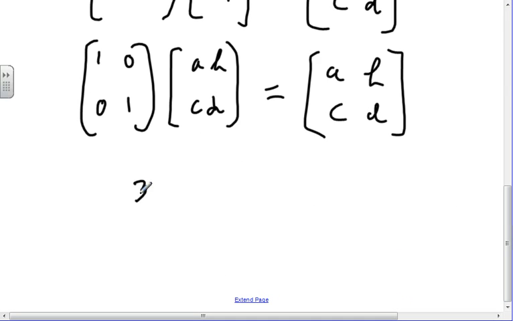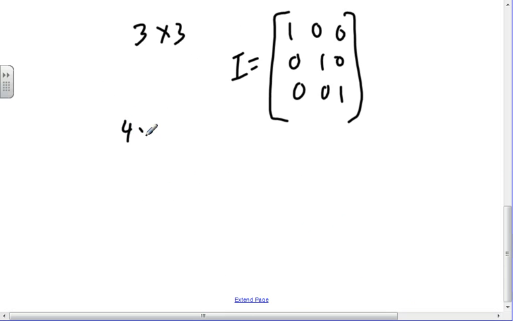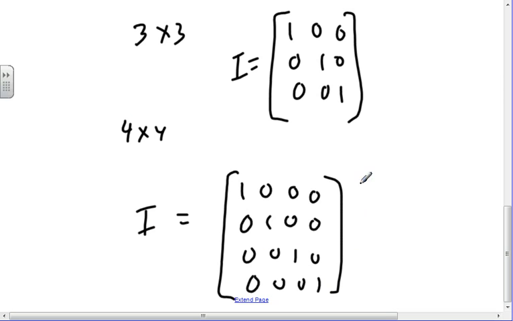So if I wanted a 3 by 3 identity matrix, I go 1, 0, 0, 0, 1, 0, 0, 0, 1. If I want an identity matrix that is 4 by 4, go 1 0 0 0, 0 1 0 0, 0 0 1 0, 0 0 0 1. You see a pattern? Yeah. So our identity matrix has 1s on the diagonal. We call it the diagonal. I can't imagine why. And 0s every place else.